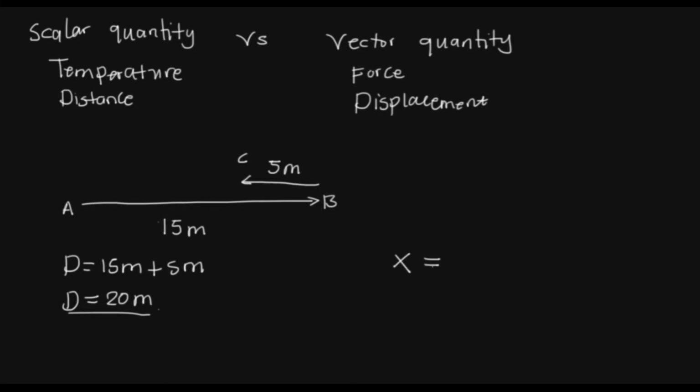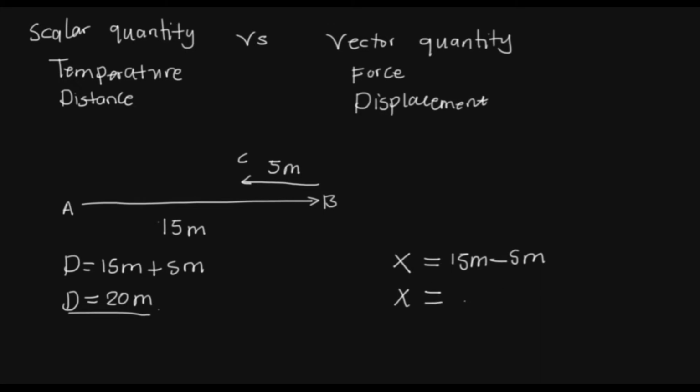So for displacement, if we choose A to be positive, then if we move opposite to the A to B direction, we are going to have a negative. So for displacement here, we need to have the first, which is our 15 meters, minus 5 meters. We subtract because the other 5 meters is moving in the opposite direction to the 15 meters. So we can see that the displacement is 10 meters.